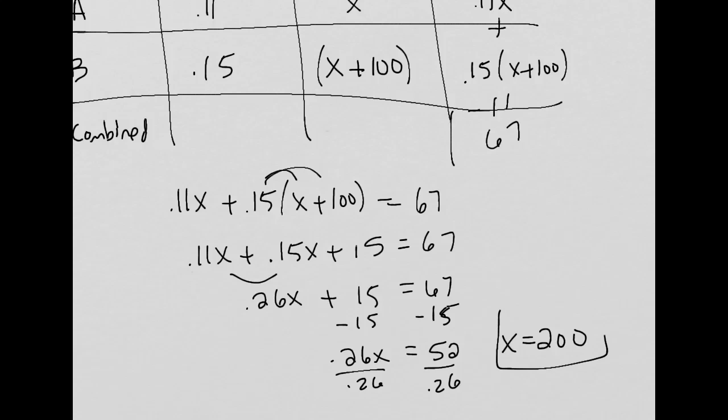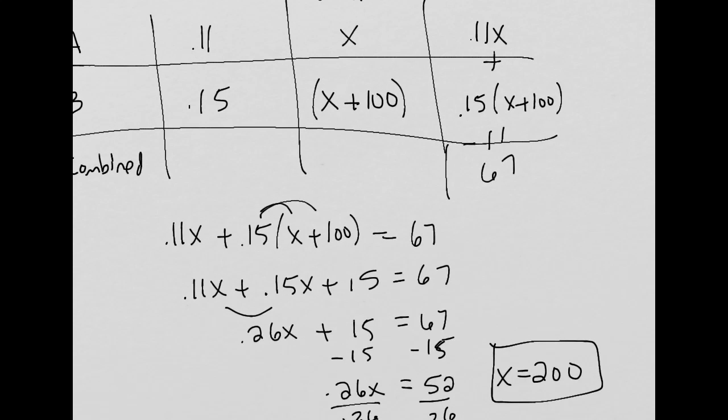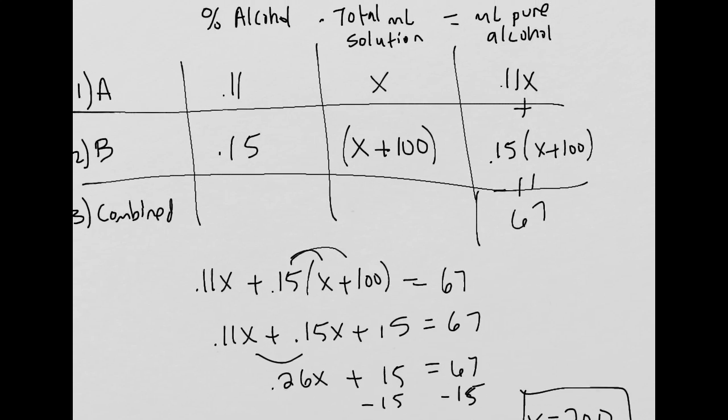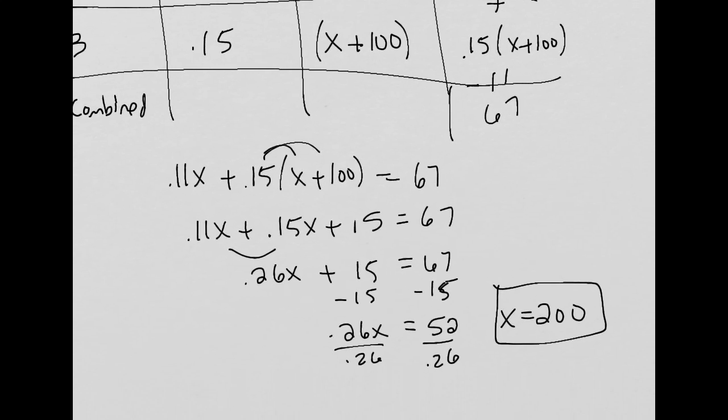And that's exactly what I'm looking for because of the way that I labeled x. X was the total milliliters of solution A that we're using, and that's exactly what we're looking for. So our final answer is 200.